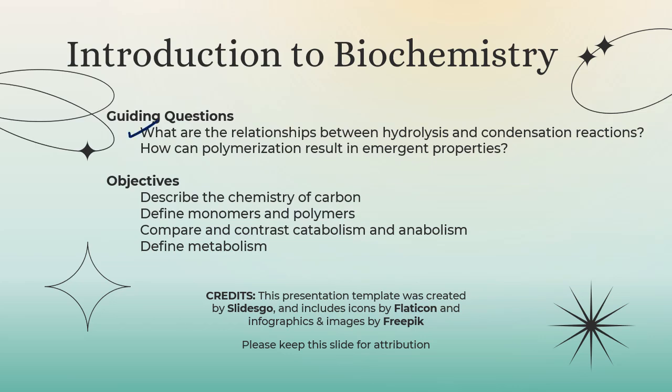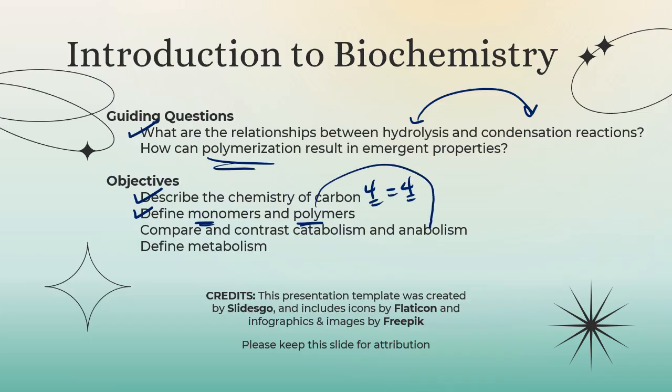And we did it, my friends. We talked about relationships between hydrolysis and condensation reactions. Polymerization, building up those big molecules, means that those molecules can be different from their tiny pieces. We described the chemistry of carbon. It has 4 valence electrons, which means that it needs 4 bonds, and it makes those bonds in so many ways. Monomers are tiny little pieces. Polymers are big pieces. Those big pieces are formed in anabolic reactions. We chop those big pieces down into their monomers in catabolic reactions. And metabolism is the sum of all of that. Good work today.